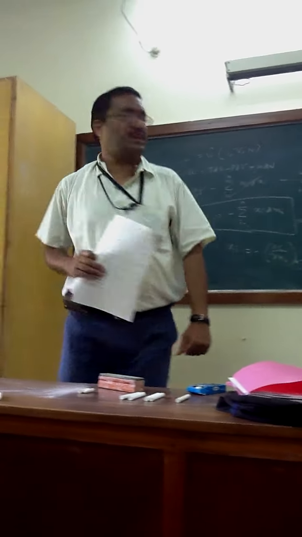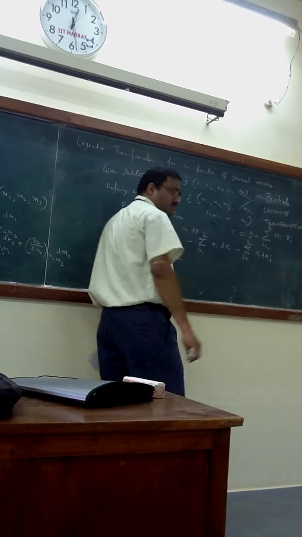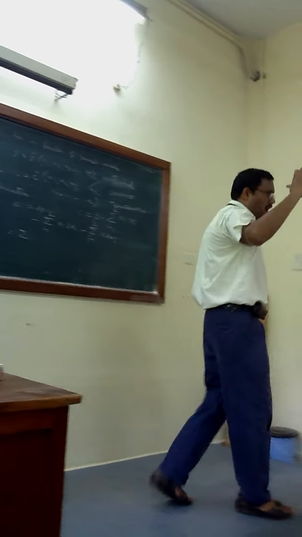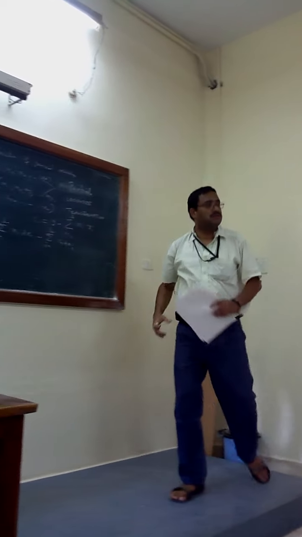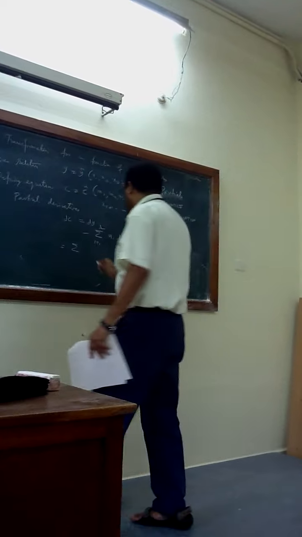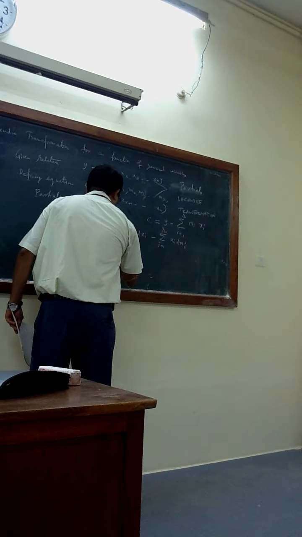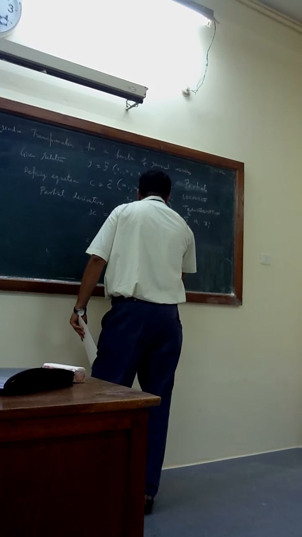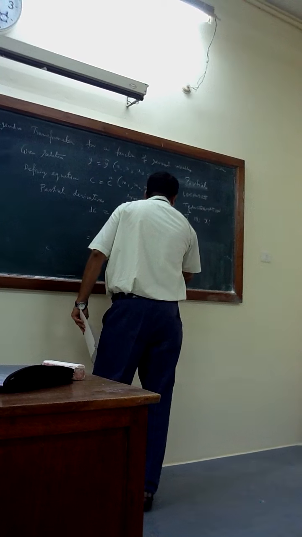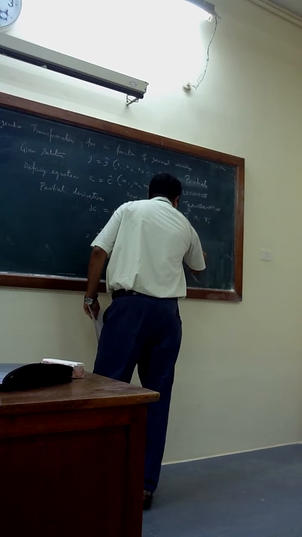Correct? What is dy? Summation, one hand please, no problem. Yes, last bench. Summation i equals 1 to n of mi dxi. Yes sir, you are very correct. Minus summation i equals 1 to r of mi dxi, minus summation i equals 1 to r of xi dmi.